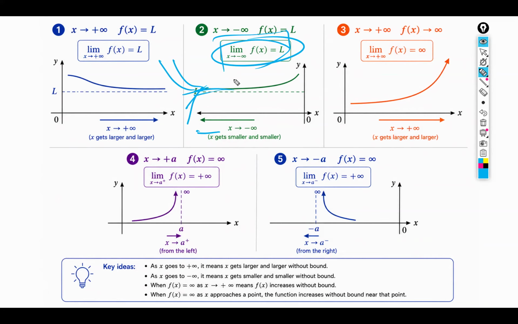Okay? And this is where when x is getting bigger and bigger, going towards plus infinity, my f(x) is also going towards plus infinity. That's the difference here. And this is where when you are getting closer and closer to A from this side, my f(x) is getting closer and closer to plus infinity. Here, when you are getting closer and closer to A, my f(x) is getting closer and closer to infinity.